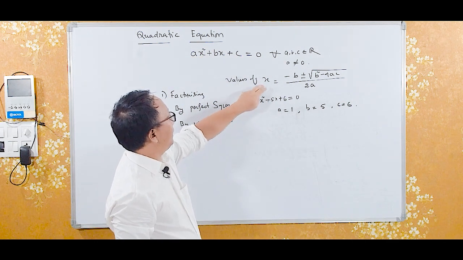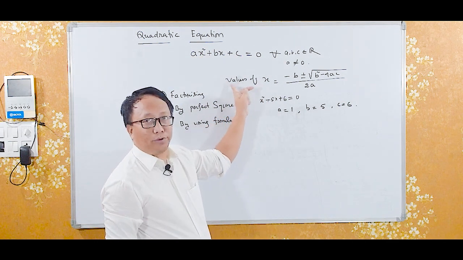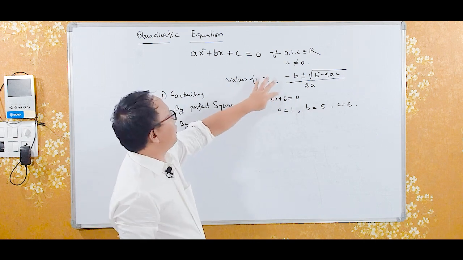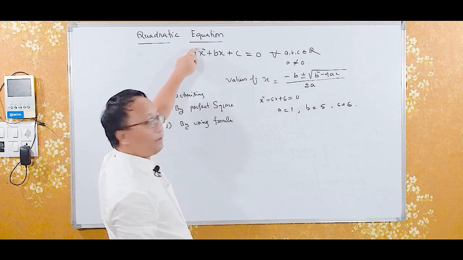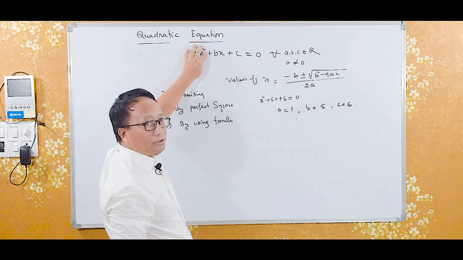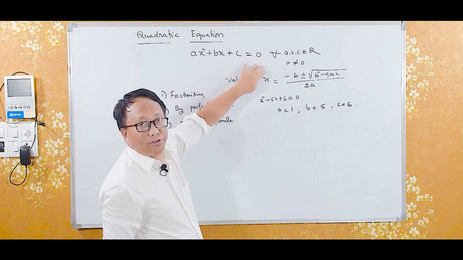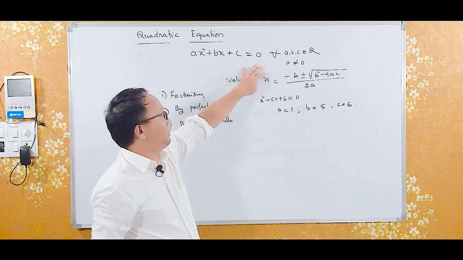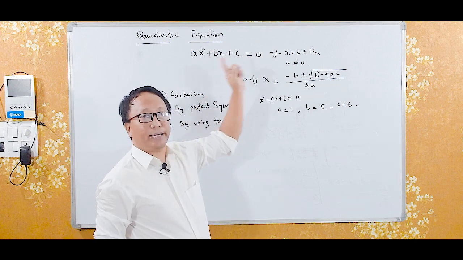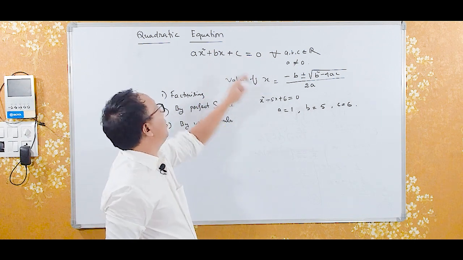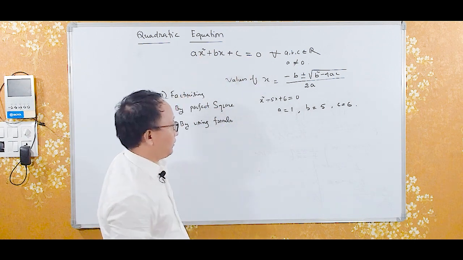Now let's apply values of x. Sometimes we call them roots of x. There will be two roots, because since x square is there, we will get two roots. If x square is not there, we have bx plus c equals 0. It means it's a linear equation. So in a linear equation, x will have only one value. For quadratic equations, we will have two values.